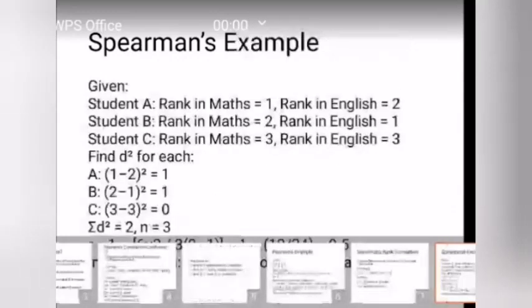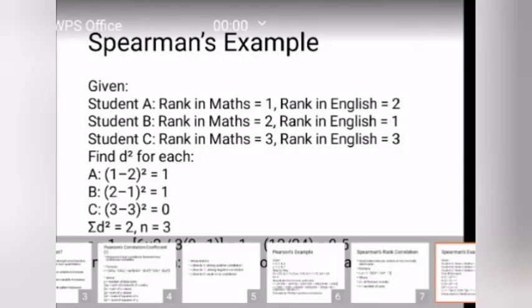So this is an example. Given student A, rank in maths is equal to 1 and rank in English is equal to 2. That's the first pair. Student B, rank in maths is equal to 2 and rank in English is equal to 1. That's the second pair. Student C, rank in maths is equal to 3 and rank in English is equal to 3. Find the deviation for each, that's d square. So for A, the deviation is 1 minus 2, the first one minus the second one, squared.